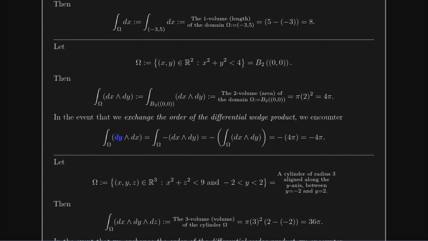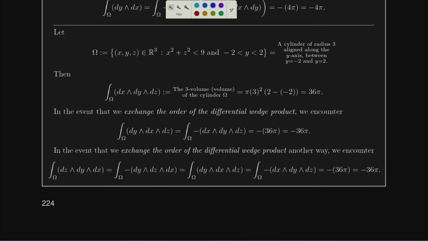In the event that I put a dy wedge dx, we just have to play the game where those would get swapped at the cost of a negative sign, and so you pick up negative 4 pi for the value of this integral, where I've just swapped around the differential form. You can think about this equivalently as swapping the actual endpoints of an interval. That's really what's happening when we're swapping these differential forms around as well. There's an orientation baked into everything.